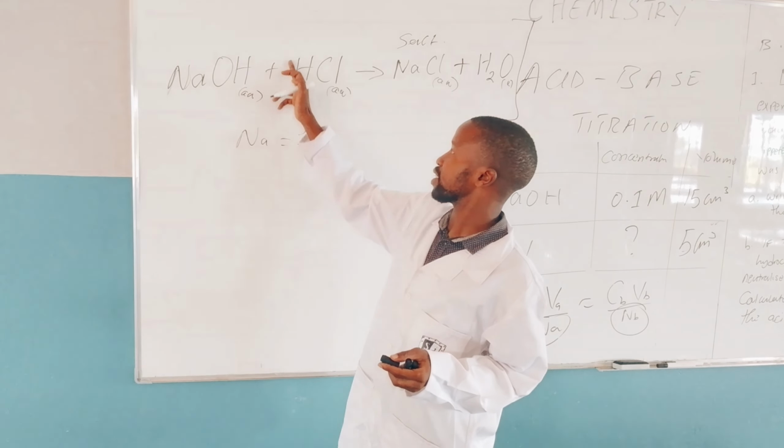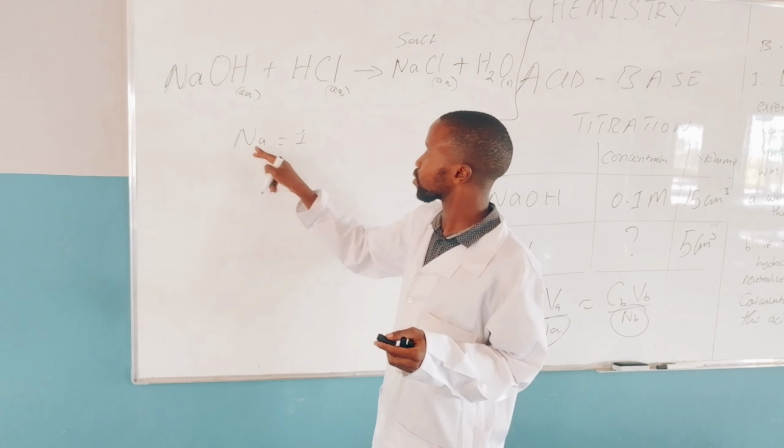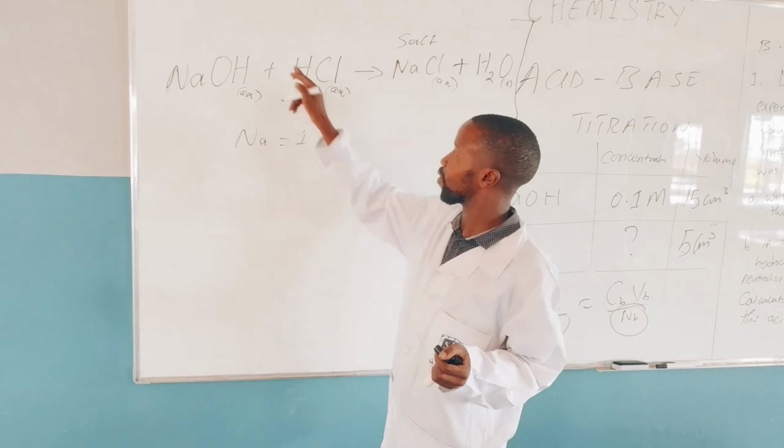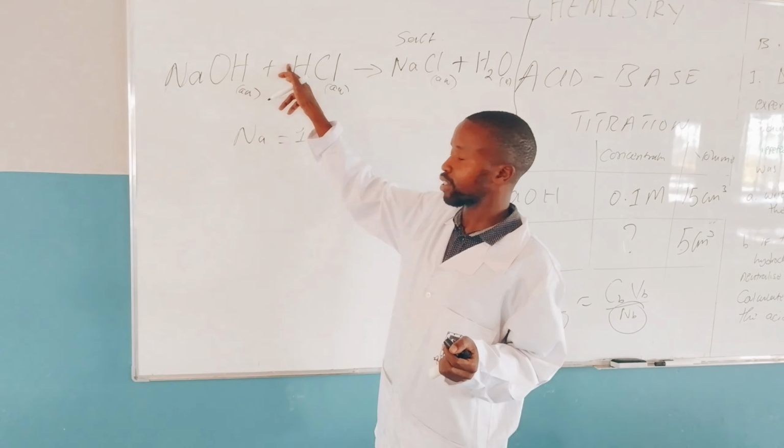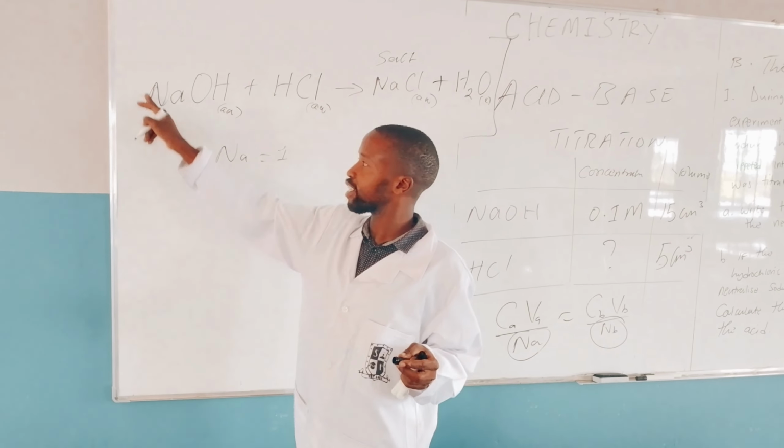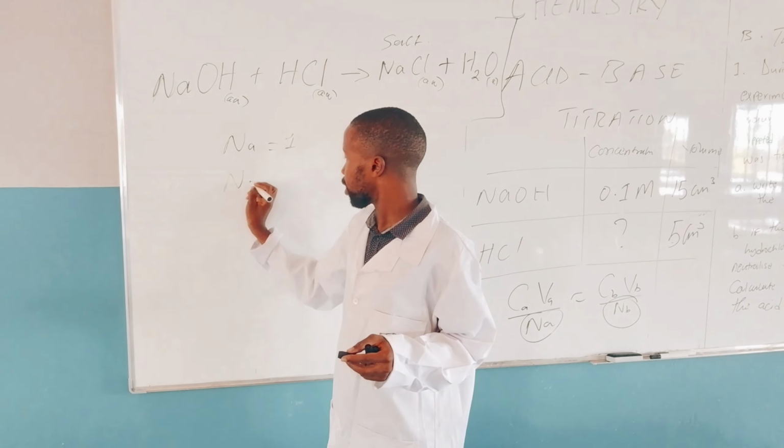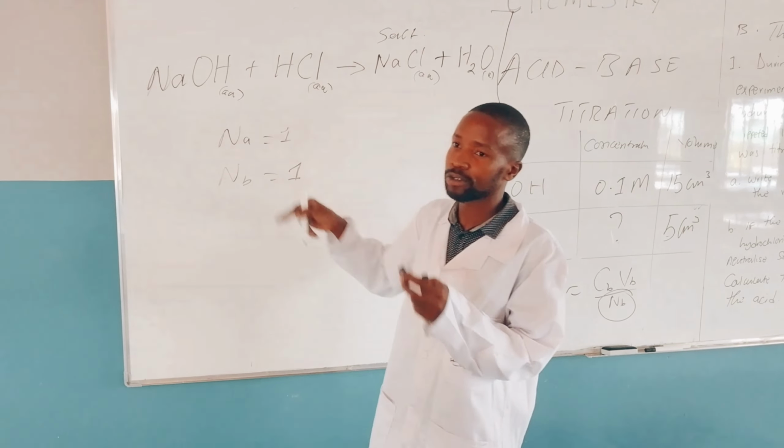So the number of moles just reflects the coefficient. The number of moles of the acid, which is HCl, is definitely 1. And the hydroxide again is 1, so NB is equal to 1. So it's a 1-to-1 ratio.